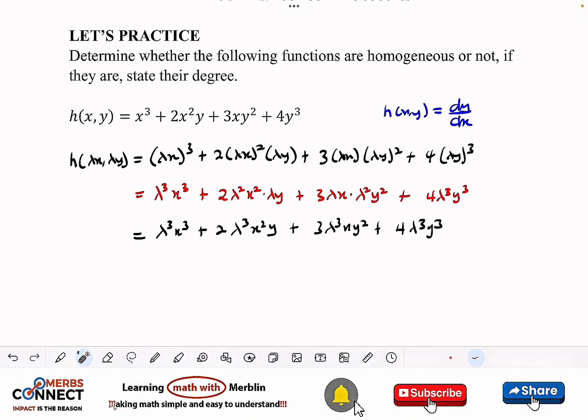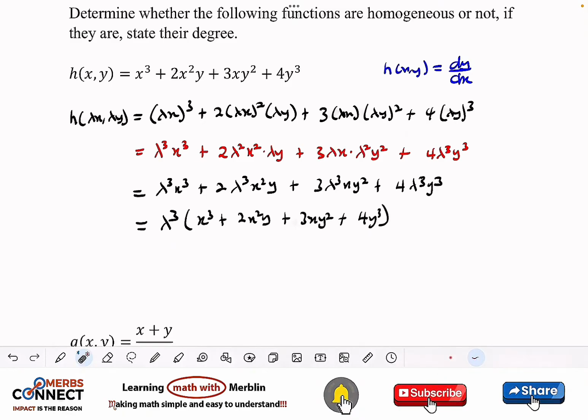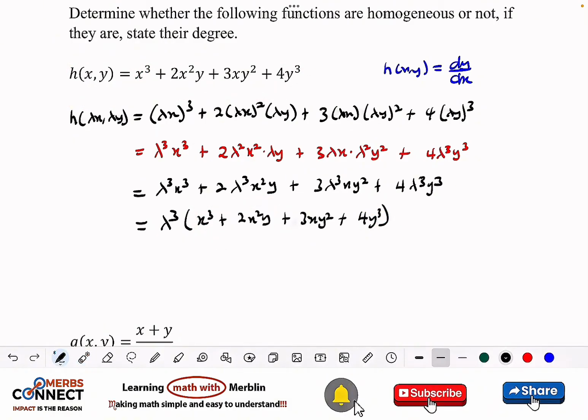So the magic that we can see from here is I have lambda cubed throughout. So I will be able to factor the lambda out, and then I'll be left with x cubed plus 2x squared y plus 3xy squared plus 4y cubed. Good. So I was able to factor the lambda out. Now, what is this function in this parenthesis? This function in this parenthesis is the same as h of x, y. So I can write this as lambda to the power 3 h of x, y.